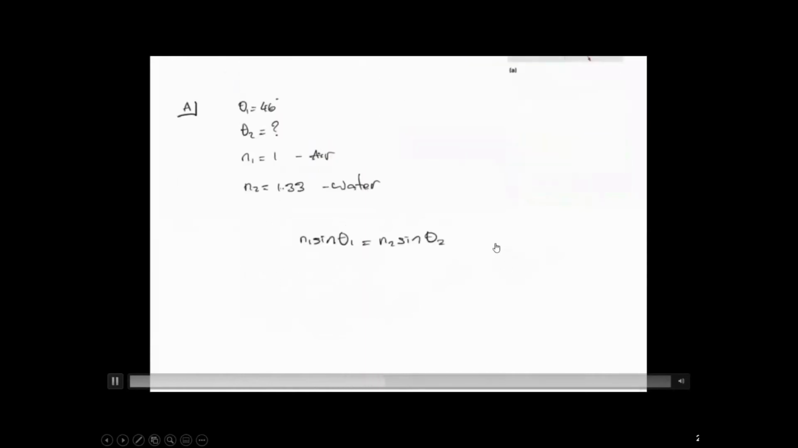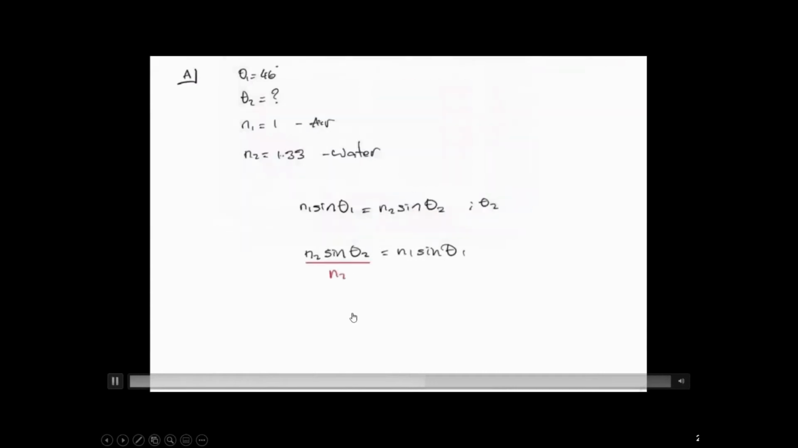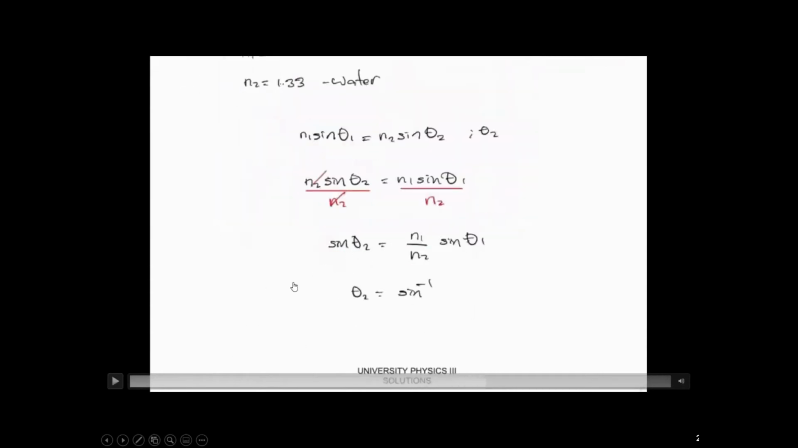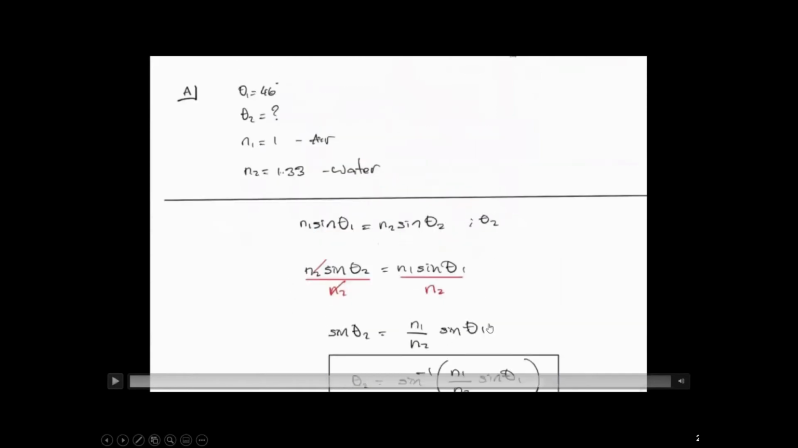All right, so we start off with the Snell's law. Solve for the second angle. Get rid of n2 from both sides. And now isolate theta 2 by taking the inverse of sine, and that's it. That's it. Mathematically, this is as far as you go, and then plug the numbers in.